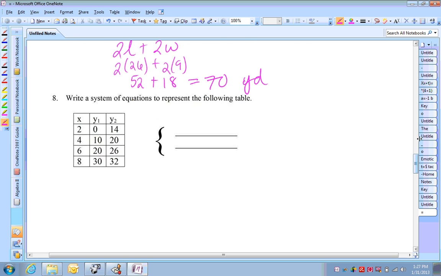All right, on number 8, we're going to write a system of equations that represents the following table. We're given x values, and these are your x values for both equations. These are going to be your y values for the first equation you come up with, and these are going to be the y values for the second equation you come up with. And the way I'm doing this is, if we're given a table like this and you have to come up with 2 equations, I go to the calculator.